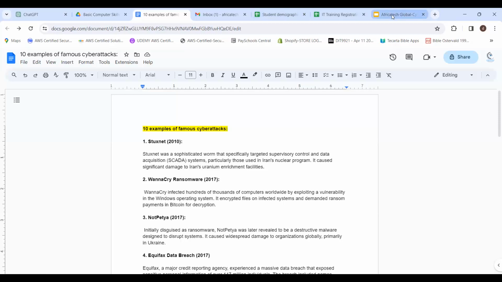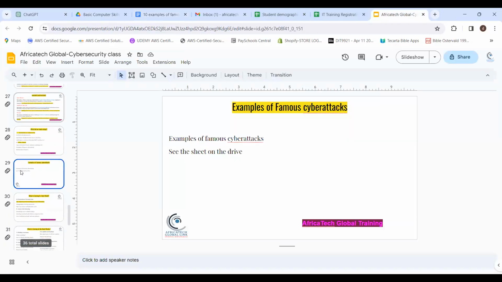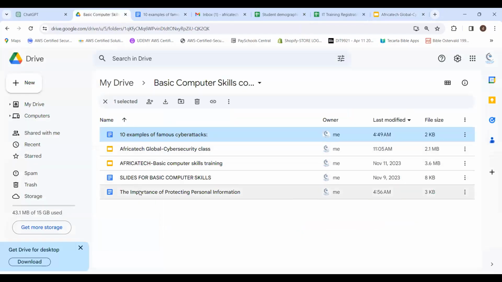So let's go back to our slide. I put that if someone wants those famous cyber attacks, they're out there. It's good to know. What is coming next week? We'll try to finish this part before we start with protection of personal data, the importance of protecting personal information. I'll also have it here.